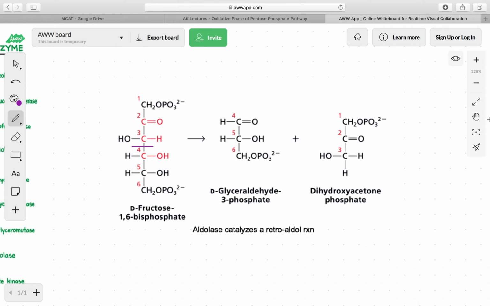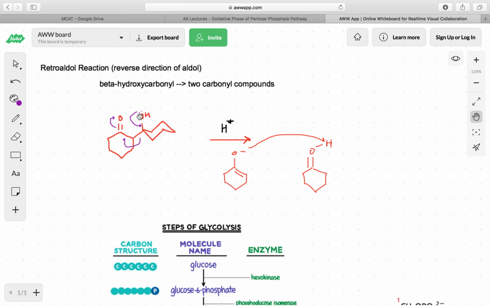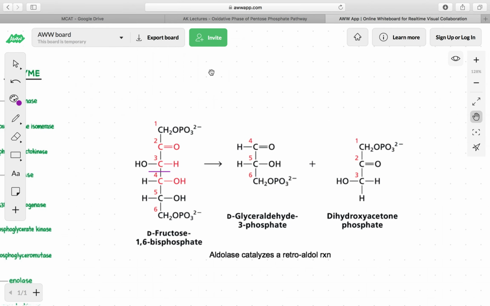So what's that trick I showed you guys from up here? You take your lone pairs on the OH, push them down, break the bond we formed, and push up the carbonyl electrons. We do the exact same thing. Let's see how it works. So you take your lone pairs on the oxygen, push them down, break this bond we just formed, and then push up the carbonyl oxygen. And you should end up getting this glyceraldehyde 3-phosphate and dihydroxyacetone phosphate. So this comes from the top, and this comes from the bottom 3 carbons.